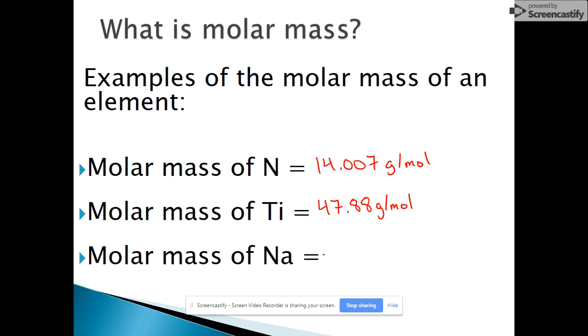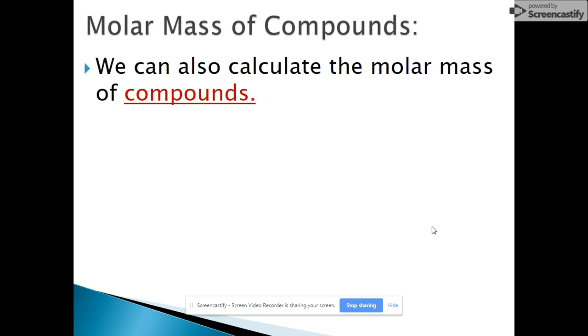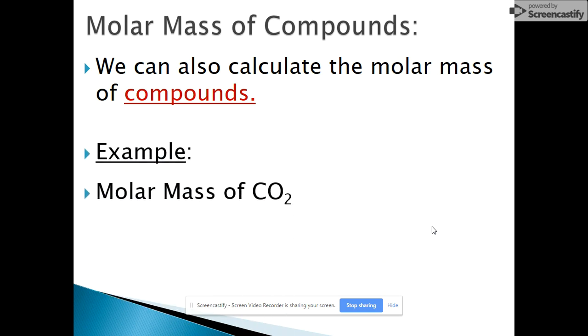And our last one, sodium, atomic number 11. The mass number is 22.990. So the molar mass is 22.990 grams per mole. Again, these are coming directly from the mass number on the periodic table. But in chemistry, we're not usually dealing with just individual elements. Instead, we're dealing with compounds that are made up of multiple elements. We can use the same idea to calculate the molar mass of a compound.